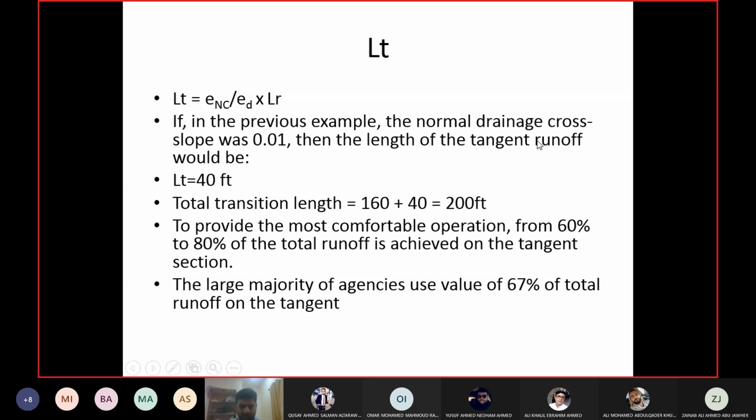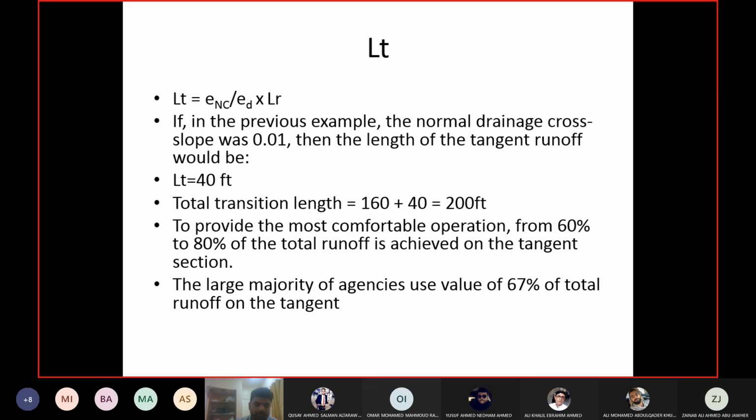Now my question is, if 60 to 80% of this is happening on the tangent, then where is this 40 feet happening? Is it happening on the tangent or on the curve? If 60 to 80% of super elevation runoff is on the tangent, then where will this 40 feet of tangent runout happen? On the tangent or on the curve?